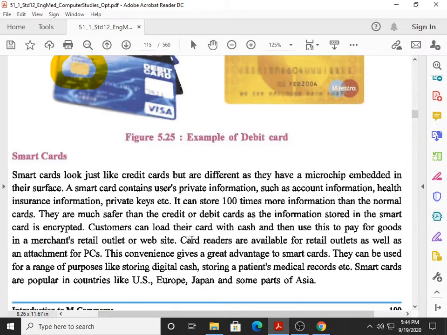Now customers can load their card with cash. You can store digital cash in this smart card, and then use this to pay for goods at the merchant retail outlet, or you can use the same card on a website also. Only thing is, you have to store the digital cash.